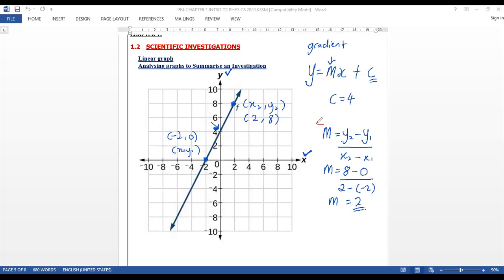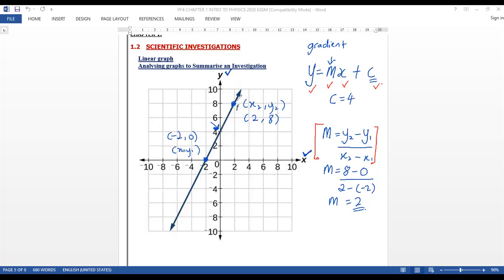Formula very simple. Gradient is equivalent to y2 minus y1 over x2 minus x1. So now I got the gradient value. I got ready. Y remains y, x remains x, and c also I found out.